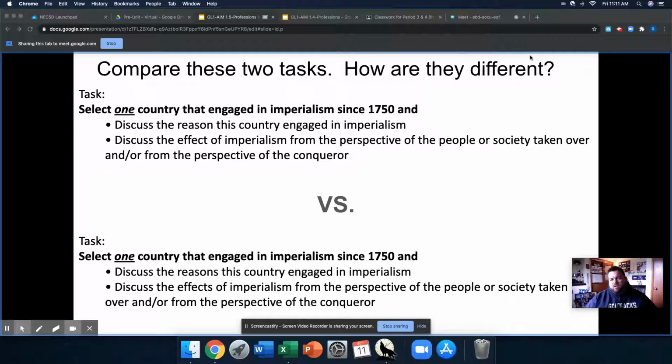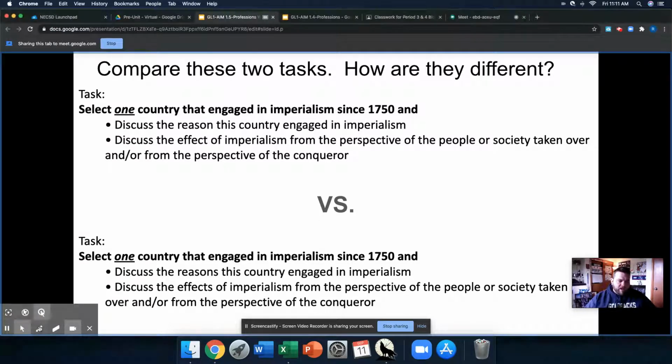Okay, so I was looking in the chat box and I could see that a lot of people have picked out the big major difference between these. And the major difference between these tasks is right here. Okay, right there and right here.